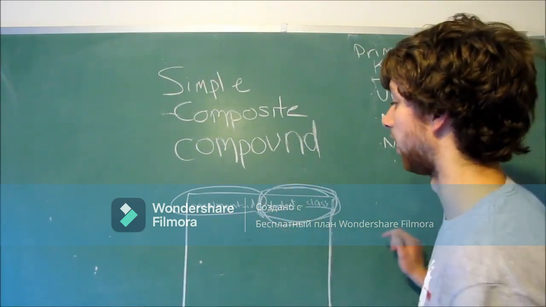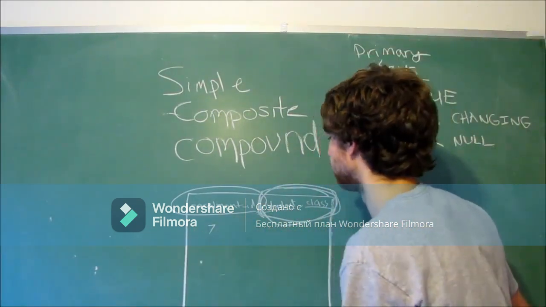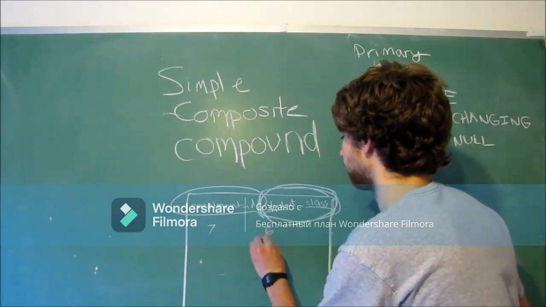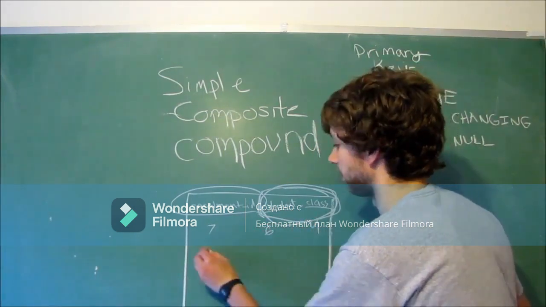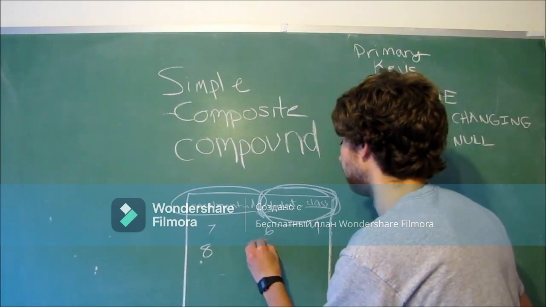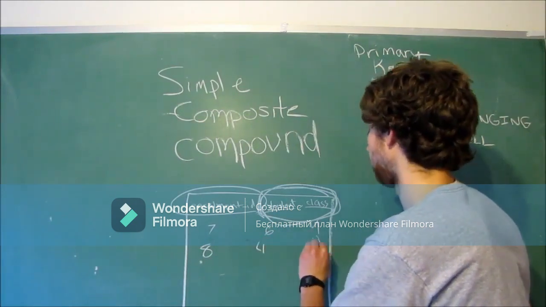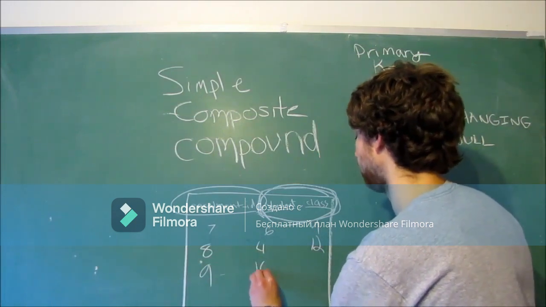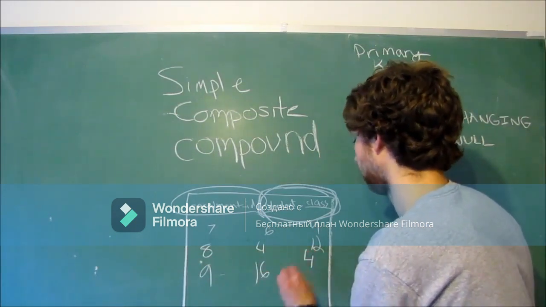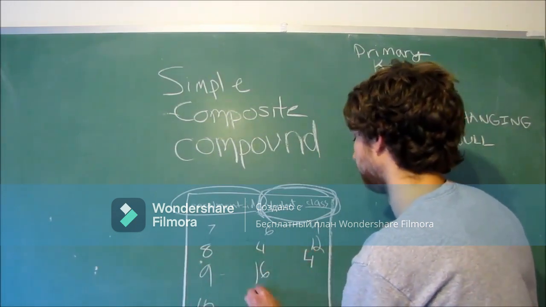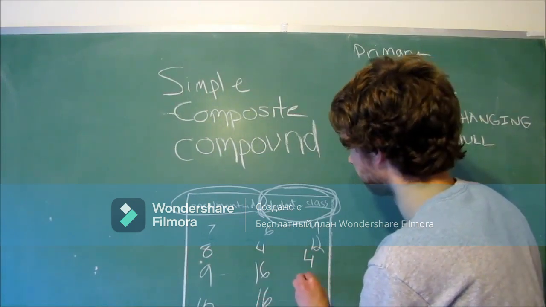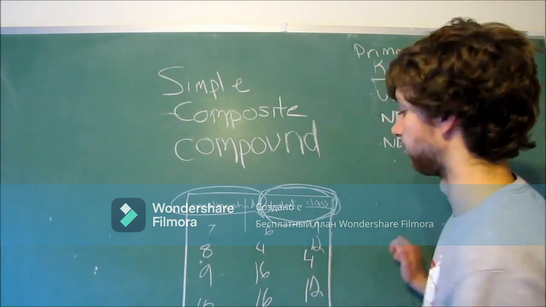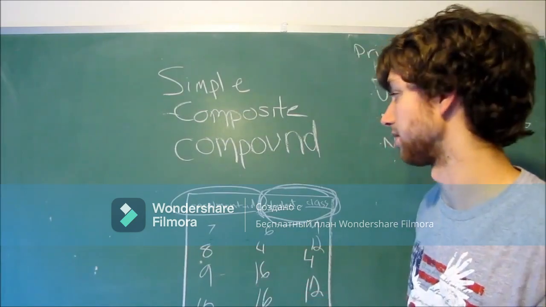But then you can use an enrollment ID, so you could have like 7, and then you could have student 6 in class 4, and then you could have 8 with student 4 in class 12, and then you can have 9 with student 16 in class 4, and then we could have 10 with student 16 in class 12, and so forth. That's just an example of what some people do.